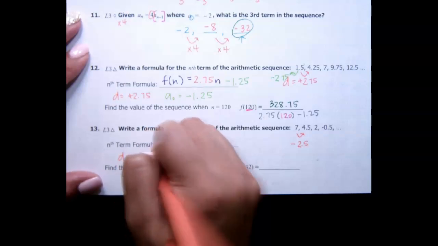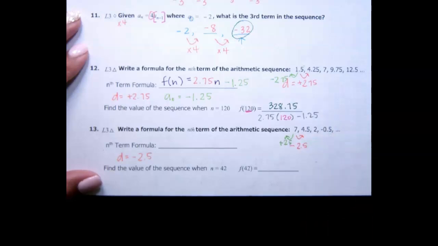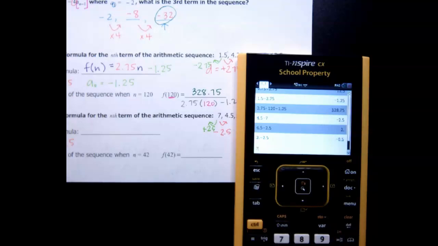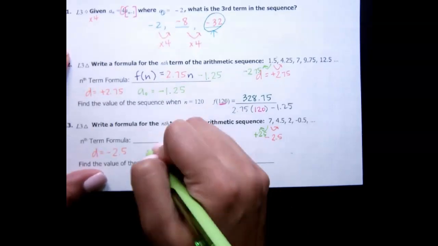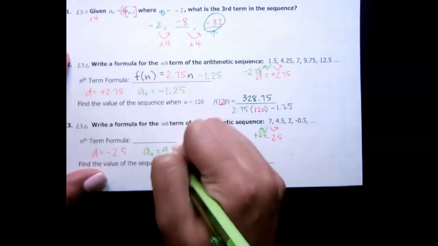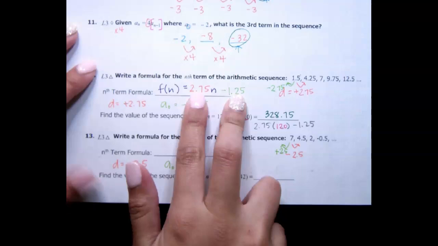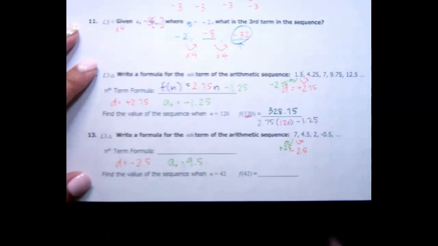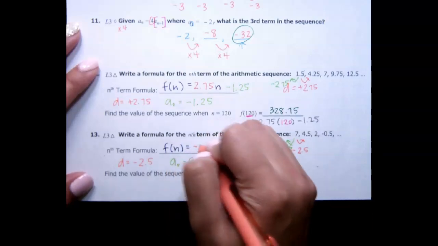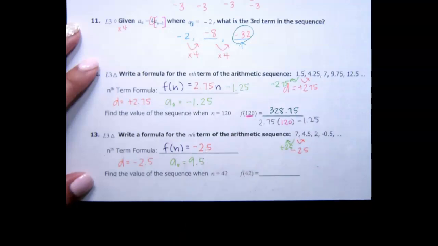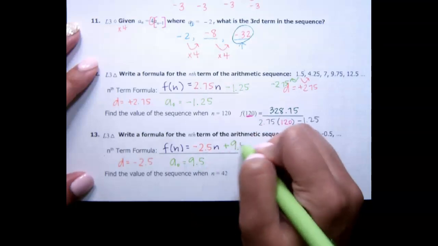Minus 2.5. First term means I go backwards. So I'm going to add 2.5. Some of you can do that without the calculator. If you can't, please use the calculator. 7 plus 2.5 is 9.5. So my zero term, or f of 0, is 9.5. I have everything I need to write my formula. It's going to look like this, except these two numbers are going to be these two numbers. So f of n equals negative 2.5n plus, because this is positive, 9.5.